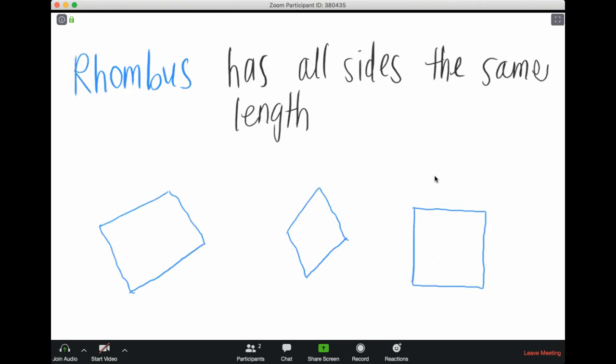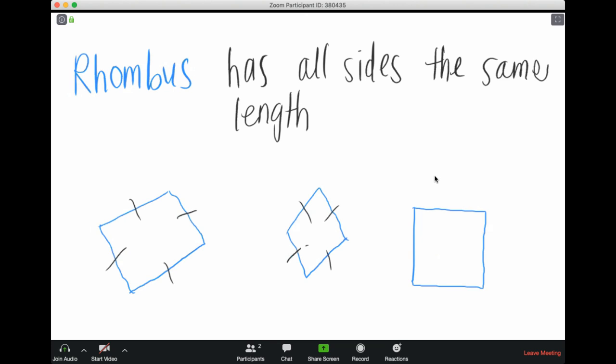Okay, now let's take a look at a rhombus. So a rhombus means that all sides are the same length. It has opposite sides parallel, opposite sides equal, and all sides are the same length. So notice here, opposite sides are the same length, and they're also parallel. They're also equal. Okay, same thing here.